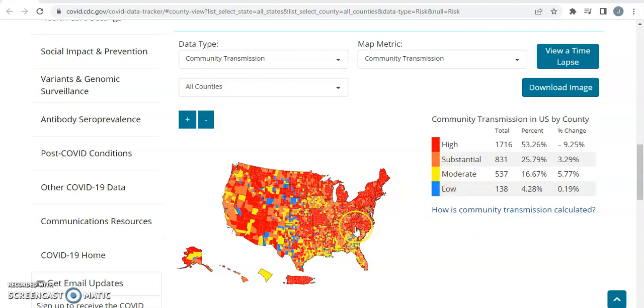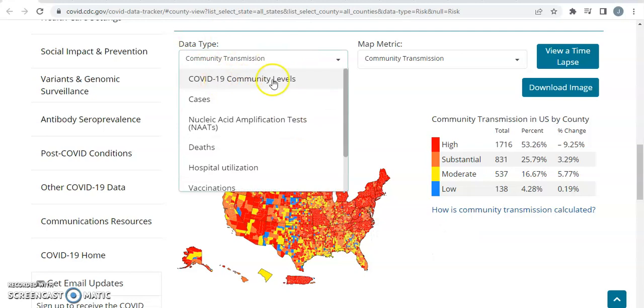If your county is in yellow, like right here, Eddy County, New Mexico, yellow is moderate. That means there's somewhat of a transmission going around of coronavirus, and I would still take precautions at any one of these levels, but at this level it's not as serious as substantial or high. And if it's low in your community, here's one, Culberson County, Texas, transmission is low. That means that there's not a lot of cases going around. There may be some cases, but not many cases going around at that time.